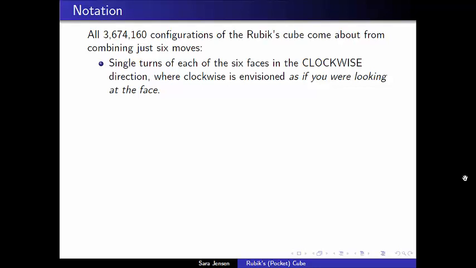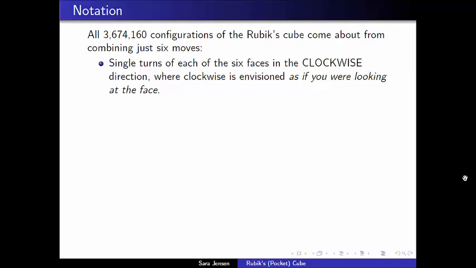And we are going to have a little bit of notation and convention as to how we envision holding this cube and making movements on this cube. So we are going to talk about single turns of each of the 6 faces of the Rubik's Cube. And when we think about turning them, we're always going to think about turning them in a clockwise direction.